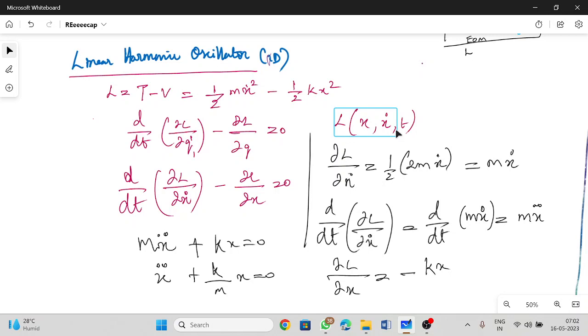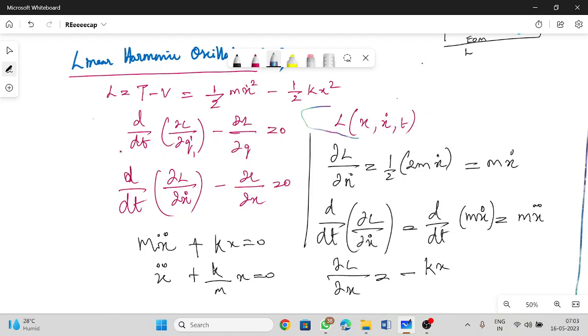You can see that there is no explicit t in this given Lagrangian, right? For the linear oscillator in particular. So the Euler-Lagrange equation is d by dt of dou L by dou q dot minus dou L by dou q equal to 0. And here we have, as I said earlier, only x dot here, right?